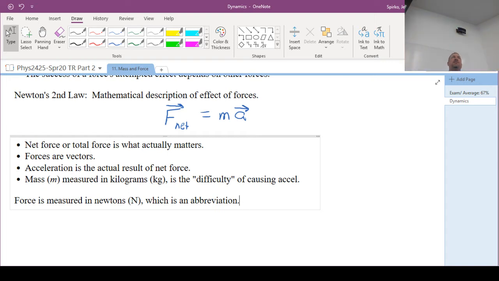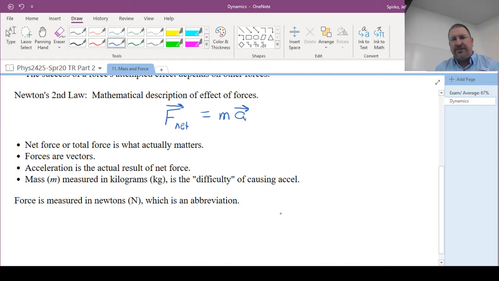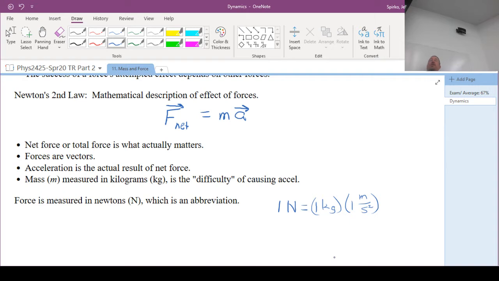Now, the force in this equation, or the forces that get added up, are measured in newtons, which is an abbreviation. 1 Newton is equal to 1 kilogram times 1 meter per second squared. We would not want to write kilogram meter per second squared every single time we talk about forces, so we've abbreviated it to the Newton.